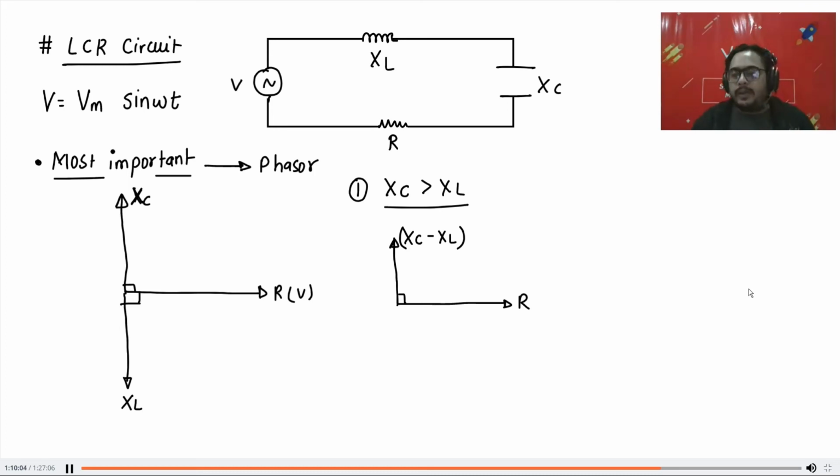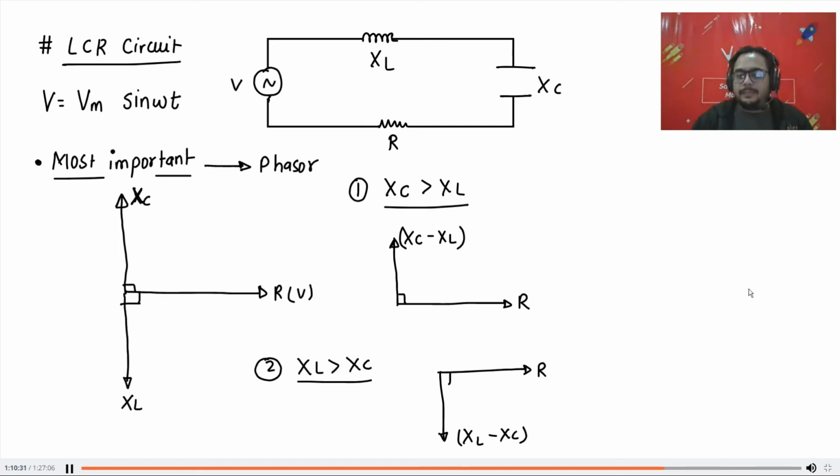Did you understand what I did? Because XC was greater than XL, their resultant will come up. They will get subtracted and it will come up. Am I correct? Similarly, in the second case, XL can be greater than XC. It depends on the data in the question. In that case, if XL is greater than XC, then we draw it like this. Because XL is greater, so XL minus XC. Two things can happen. We have to understand about these two things only.